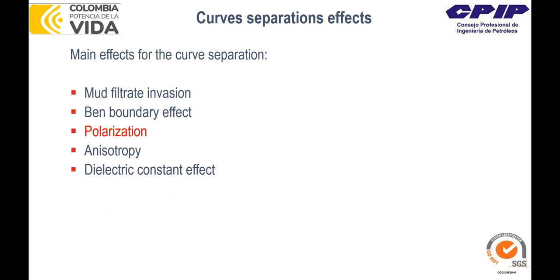Next is polarization. Polarization is part of the distortion and uncertainties of these resistivity curves, which normally attracts the most interest. Let's have a look and see why it's happening and what we can do with it.